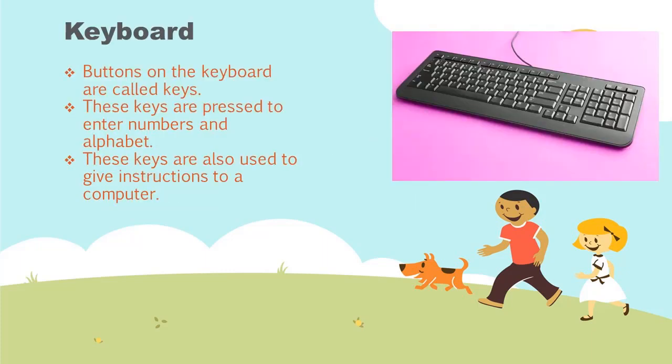Children, you can see the picture of a keyboard on the right side of the slide. This is a keyboard. A keyboard has many buttons which are called keys. We can type numbers or alphabets from these buttons. These buttons are also used to give instructions to the computer.